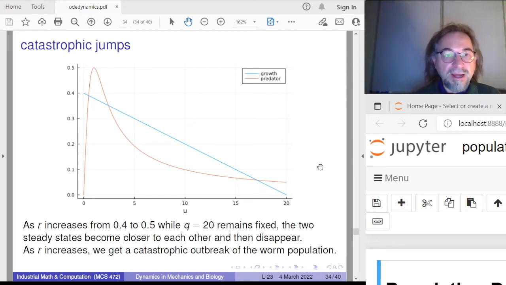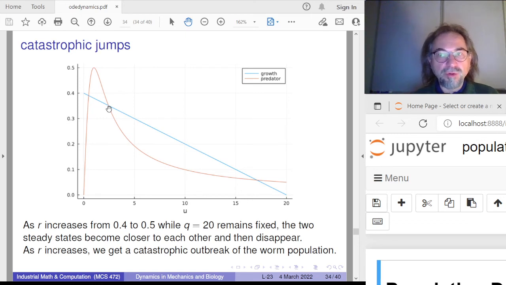Now, what happens if the birth rate increases? Then actually we have two steady states. Now they are still very far apart, 0.4 and 2.4. But as the birth rate increases and the carrying capacity remains the same, then the two initial steady states become closer and closer.